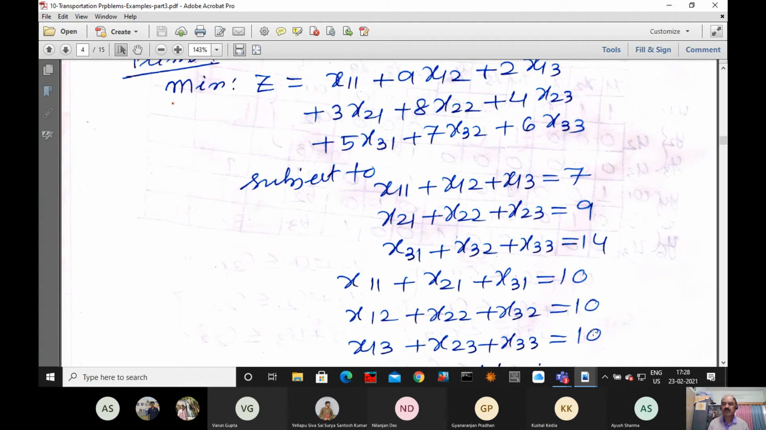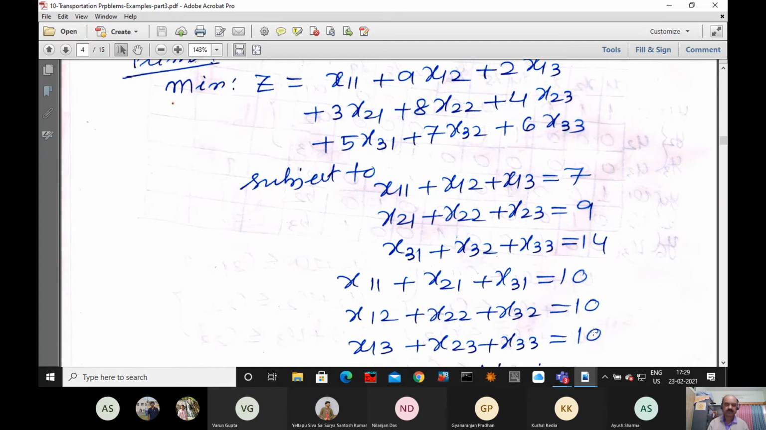Out of 6, how many are linearly independent? It is balanced. Out of 6 constraints, you have to drop 1. m plus n minus 1, 3 plus 3 minus 1, 3 plus 3, 6 minus 1. So 5 constraints are linearly independent. You take any 5, and the other one you can find from those.